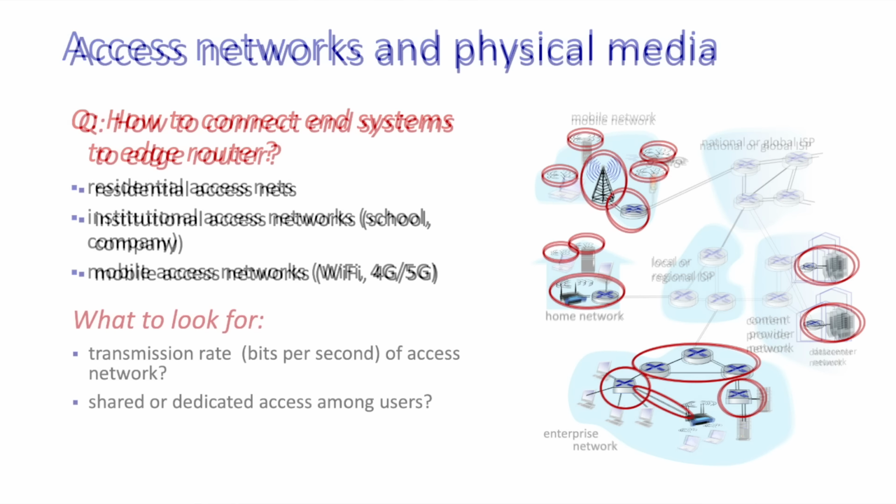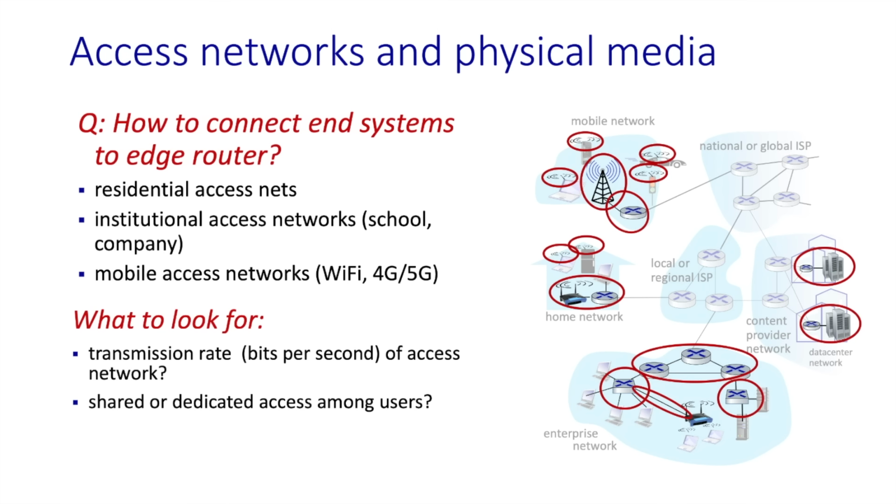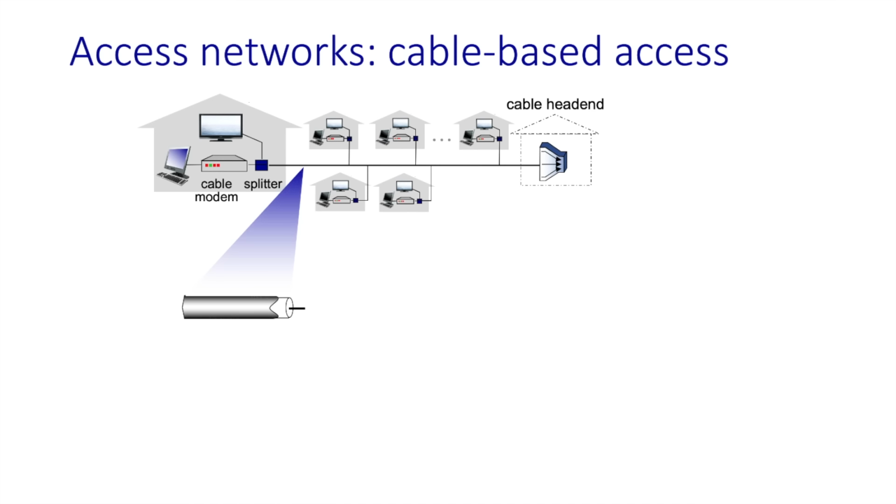And as we're talking about these three different types of access networks, you might want to keep two things in mind. First, what is the bit transmission rate over that access? That is, how fast is that network? And also, to what degree must one user share that network with other users?